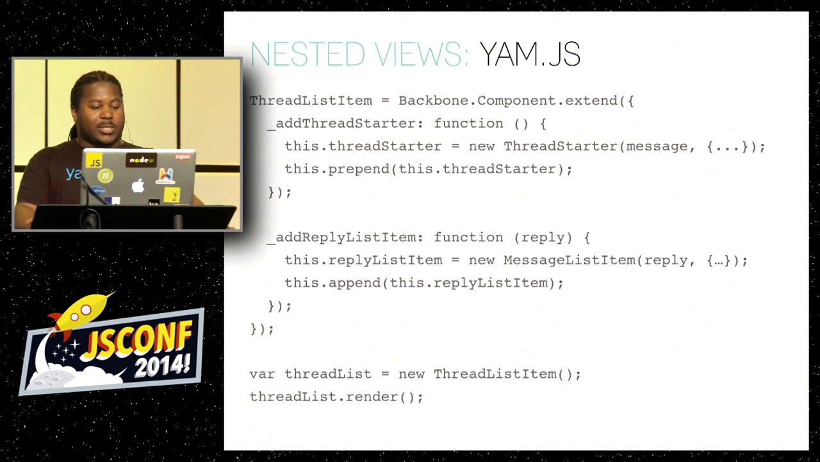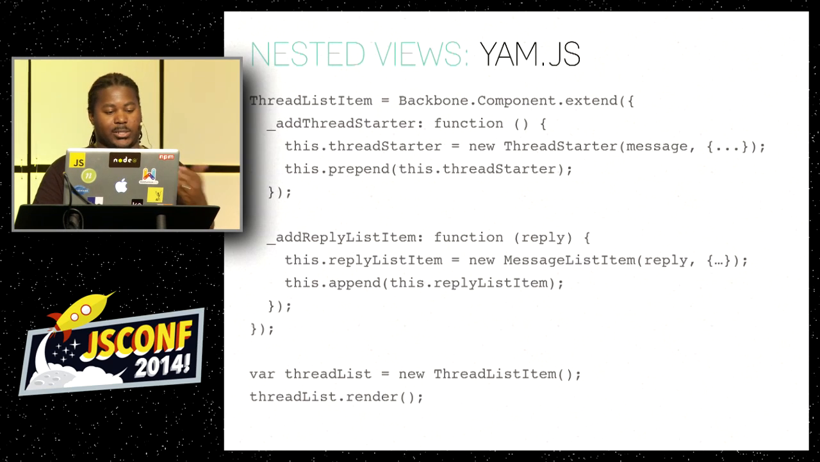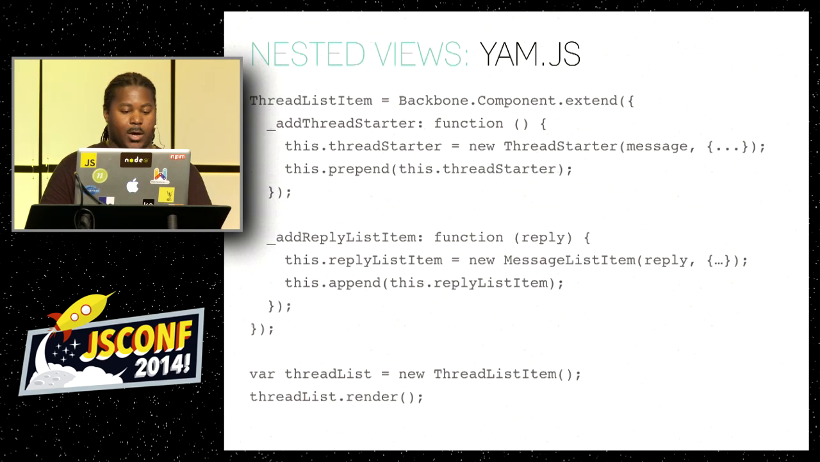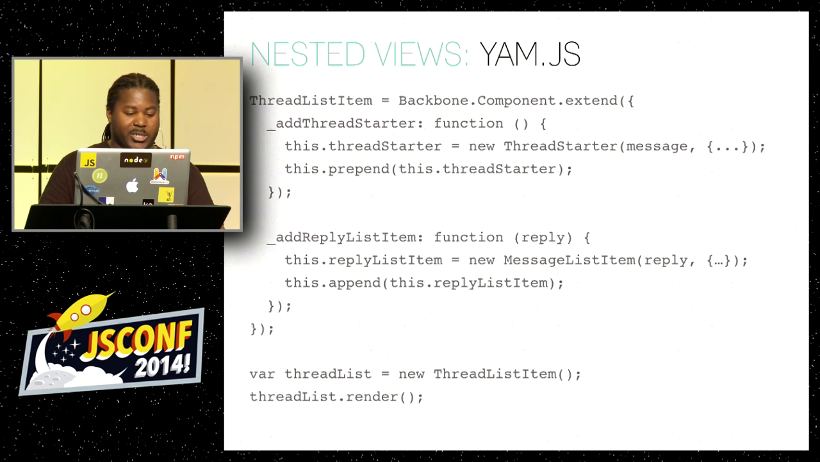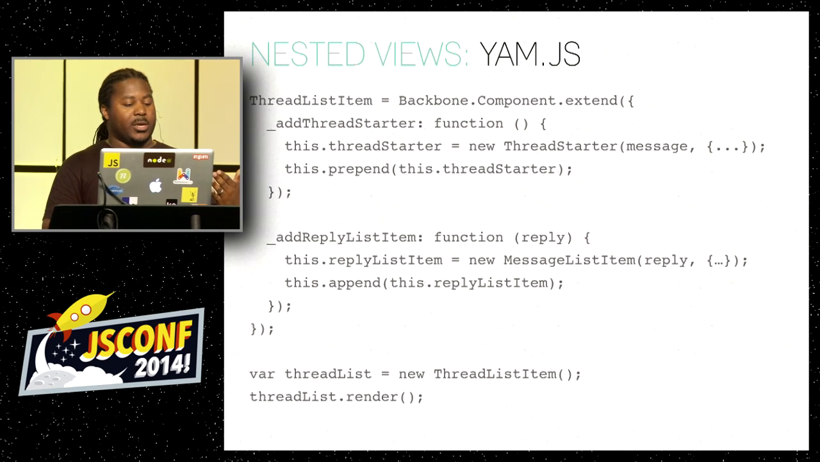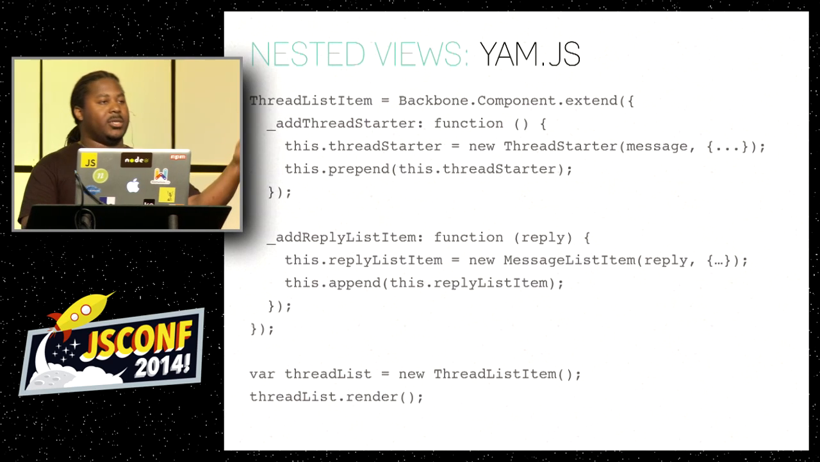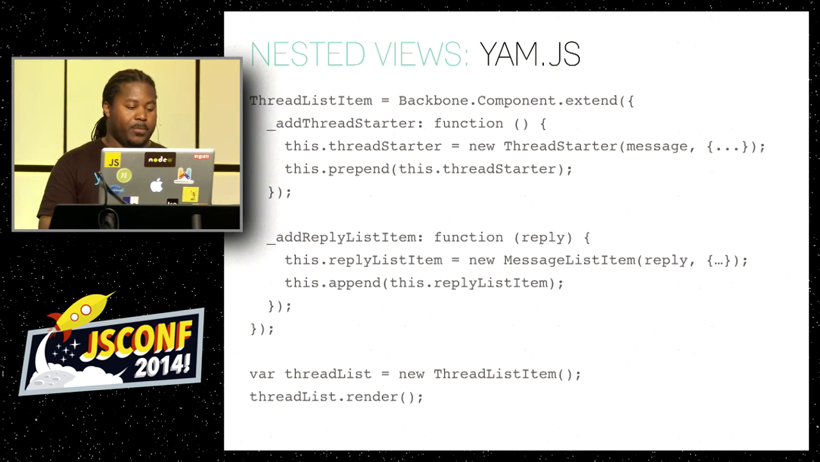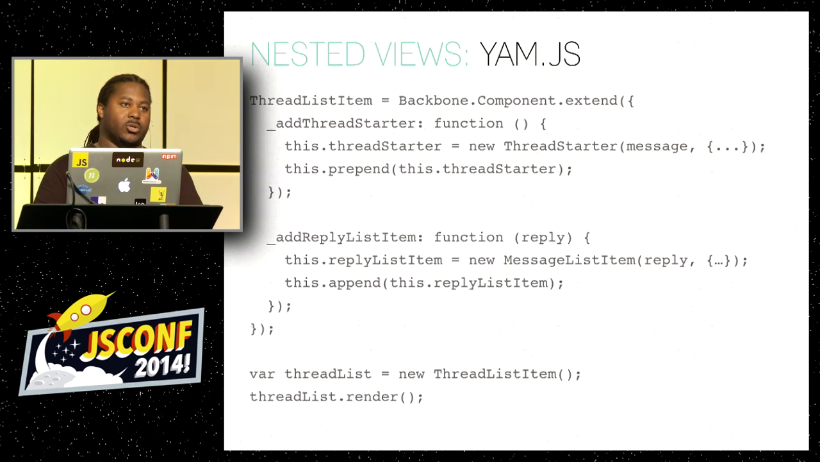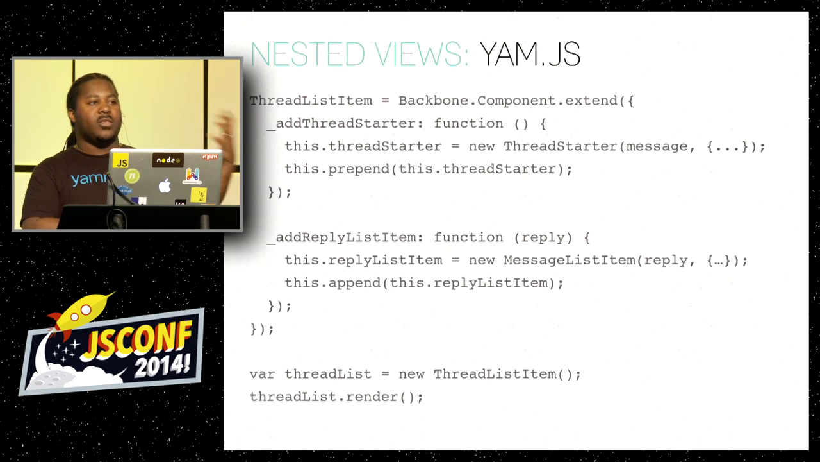So this is what it looks like in YamJuice. It's not that nice, but it's been working out for us. So you create this thread list item. Ask me later why that's called a backbone component. We're in the middle of replacing some of these patterns with standard backbone implementations. Inside this thread list item, you're going to do a couple of things. You're going to add your thread starter as a child view. So you create your new thread starter, and you prepend it to this thread list item. And then you loop through all of your message replies, turn those into message list items, and append those also. So these views have all been instantiated, and they're now all composed together underneath this thread list item.